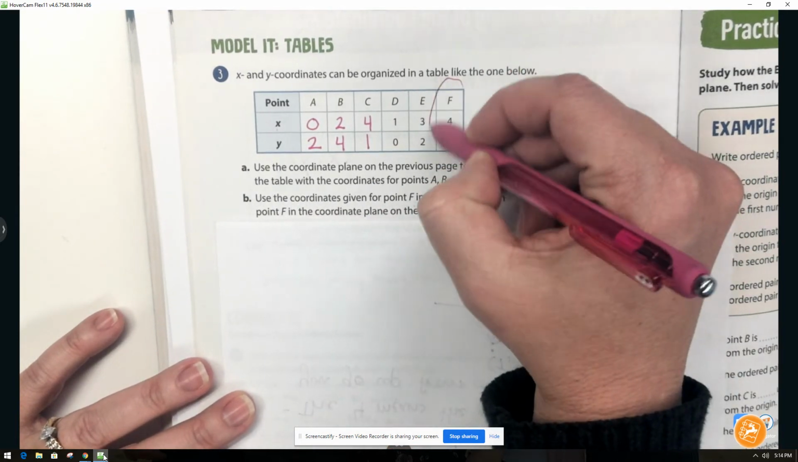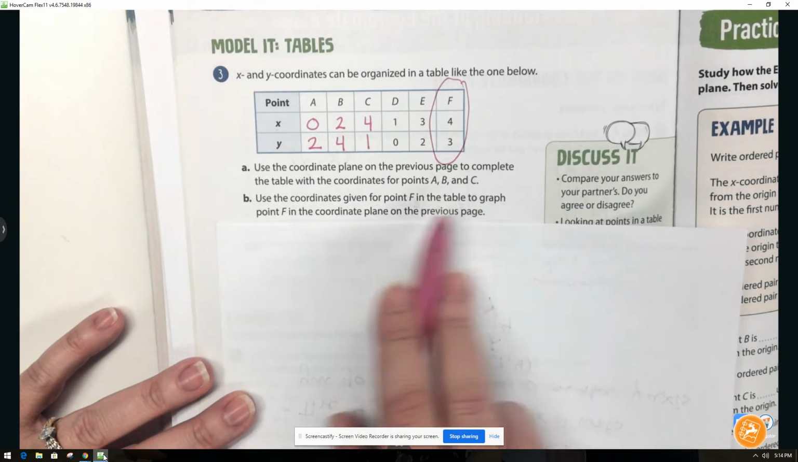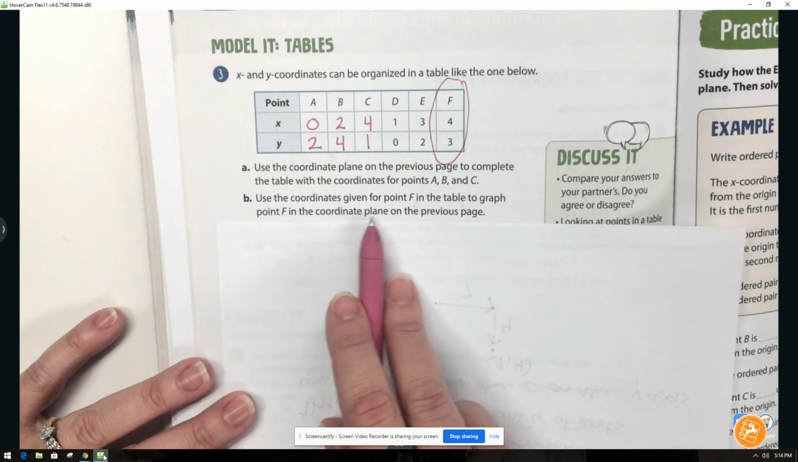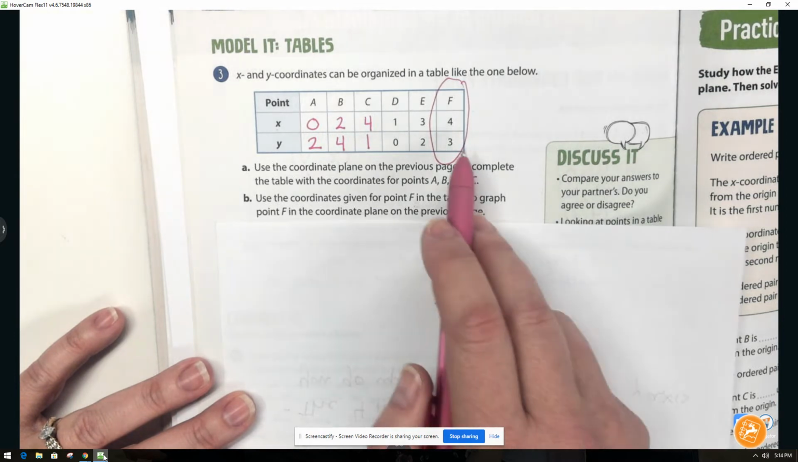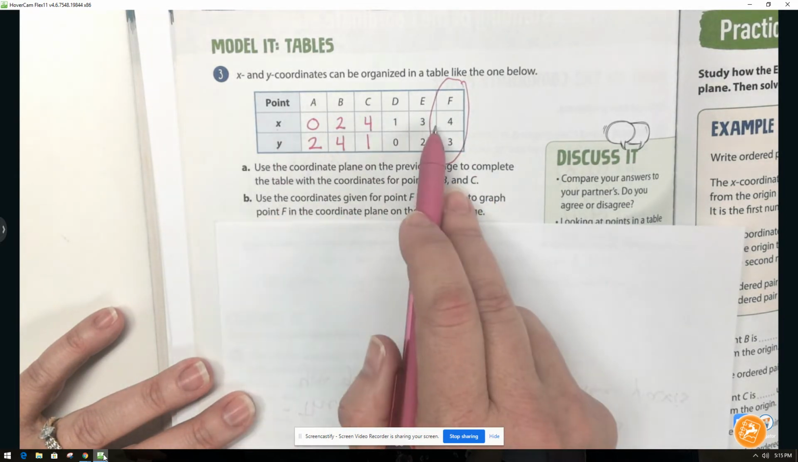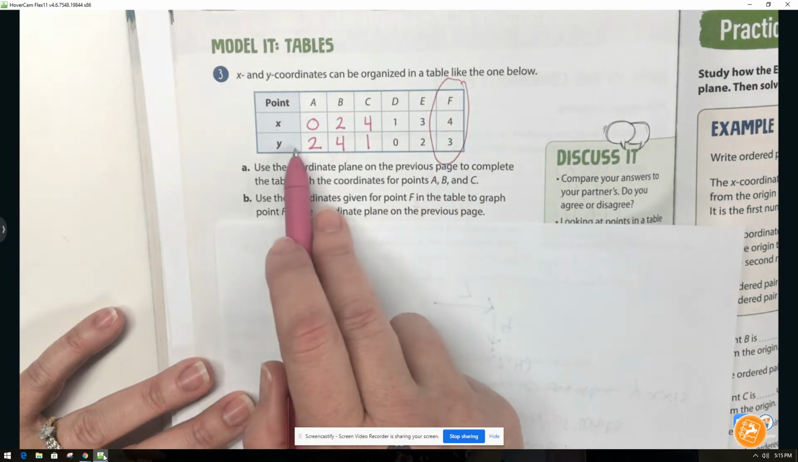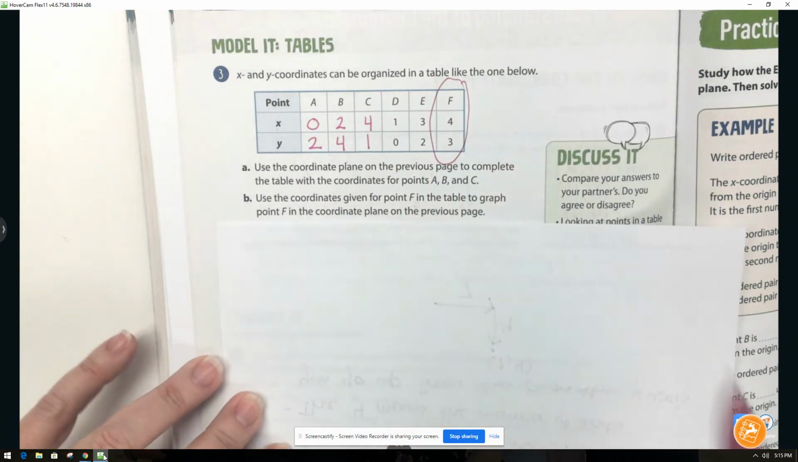So we're going to look at this right here. For point F in the table, we need to graph the point F on the coordinate plane on the previous page. So we know the top number is our x coordinate. So we're going to have an x coordinate of 4 and a y coordinate of 3.